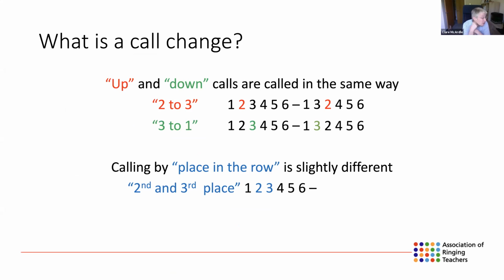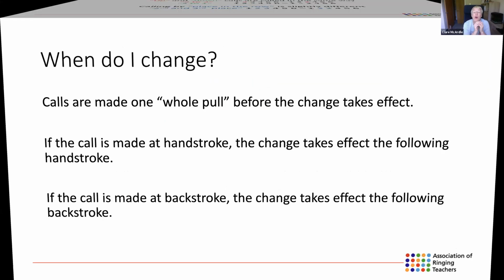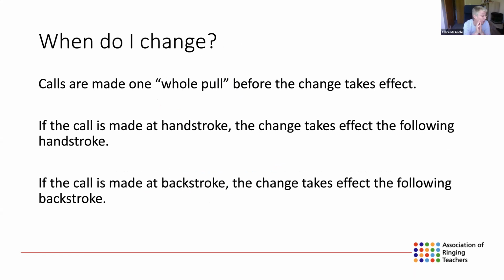Calling by place in the row is slightly different. So if 2nd and 3rd place is called, that instructs the bells ringing in 2nd and 3rd place to swap places. So all of these calls, although there are different calls made, are actually resulting in the same row and same change afterwards.